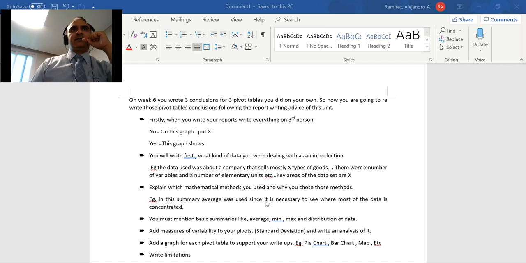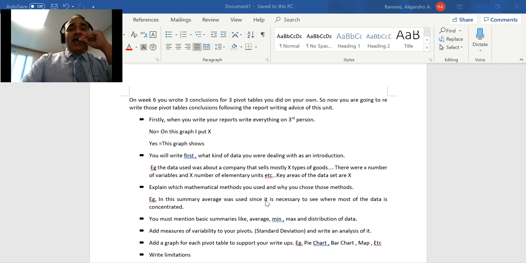And how is the data distributed? Is it skewed data, or is it normally distributed? Then the next thing, you are going to add also measures of variability, specifically standard deviation, and you're going to write an analysis of it. I see that in this data, the data is very concentrated in the middle, or somehow is sparse because it goes to the sides.